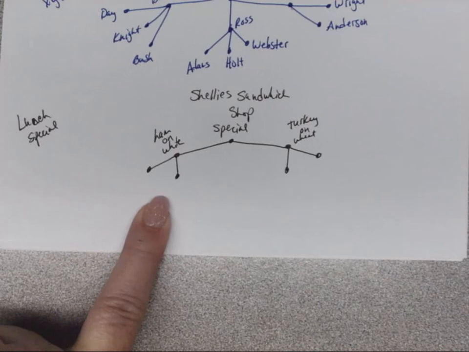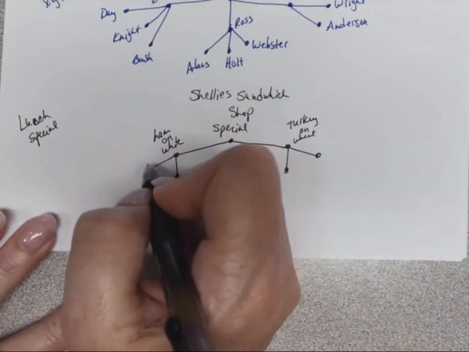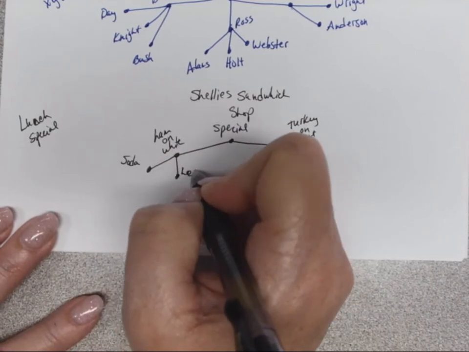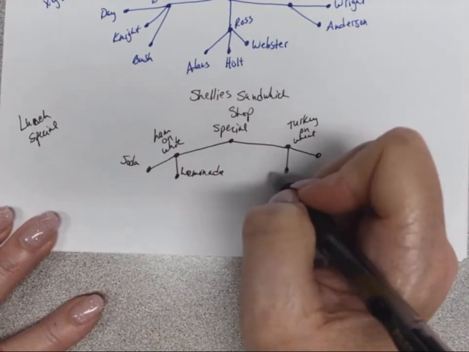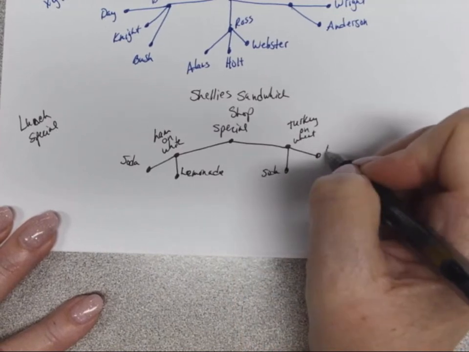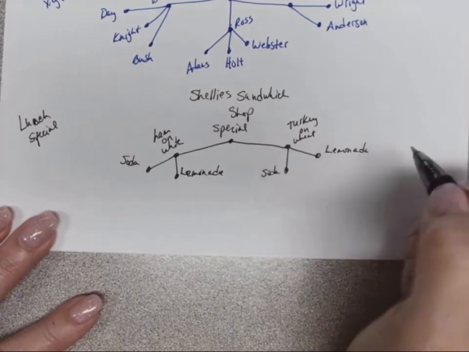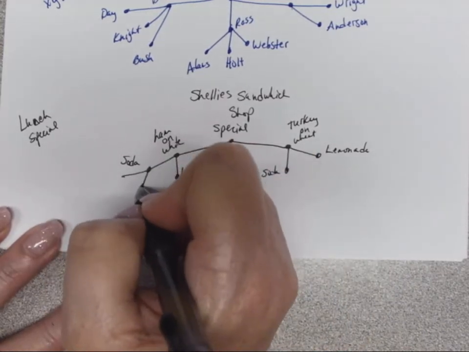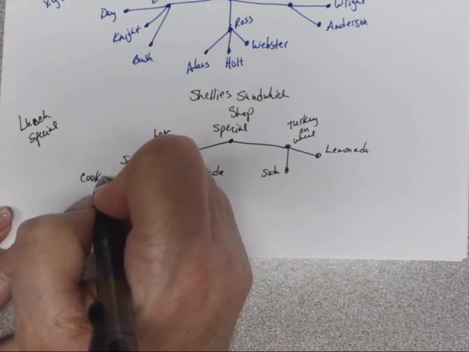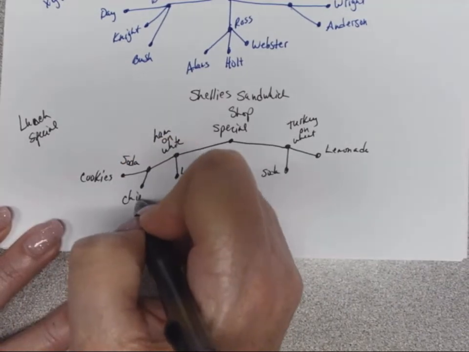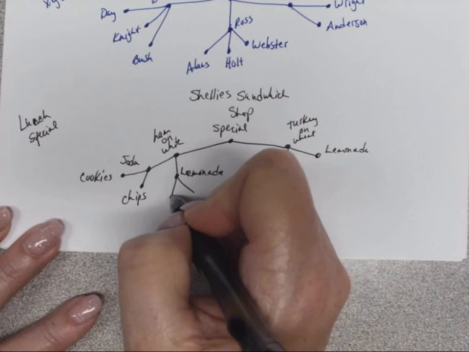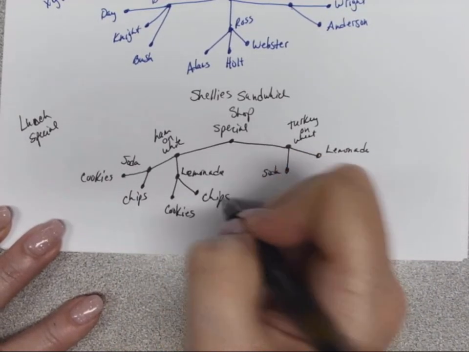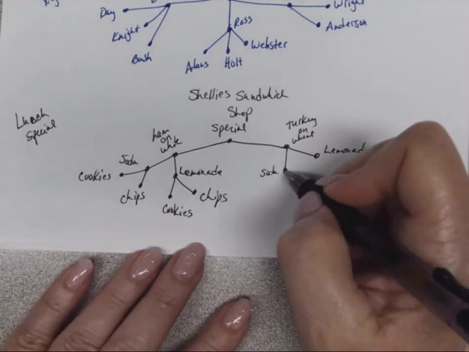also either get a cookie or a bag of chips. So this one you can't write it at the end yet because we have a soda or lemonade and soda or lemonade. And then it's cookies or chips. And you do have to write them out on each one. And I know it can be tedious, but if you want to get your full points, you want to do that.